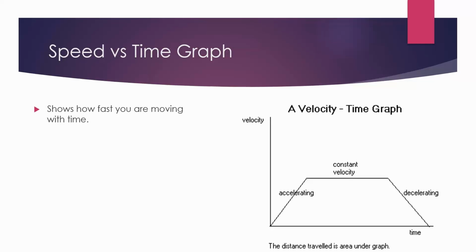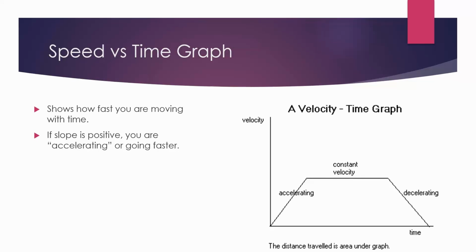If my slope is positive, I am accelerating, which means that this car is speeding up. So for the first region on this graph, the slope is positive and the person is going faster and faster away from the reference point. And then they hit a constant velocity where it levels out. And that means that their speed stayed the same.